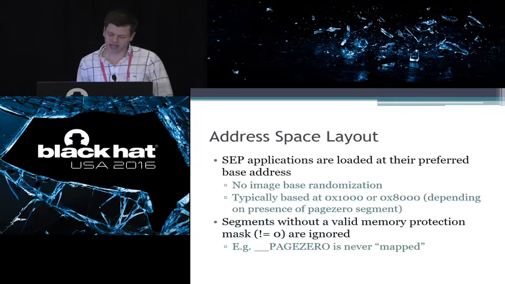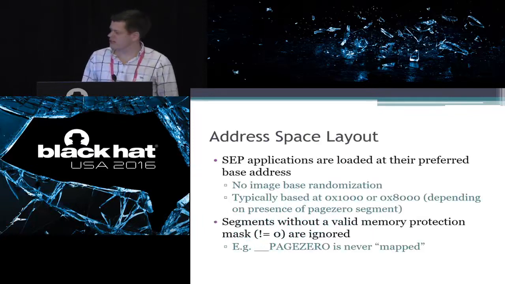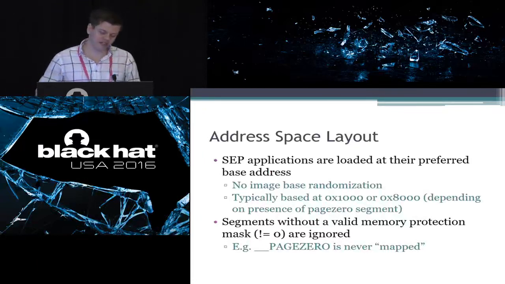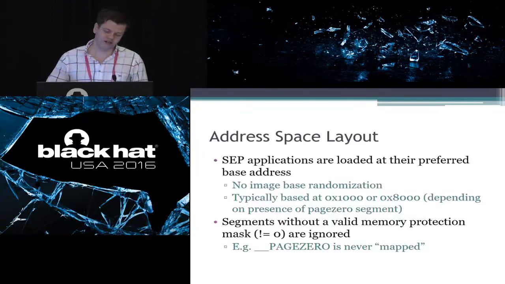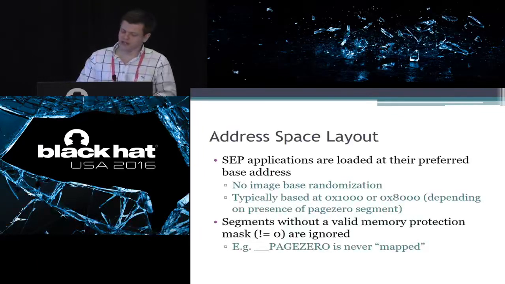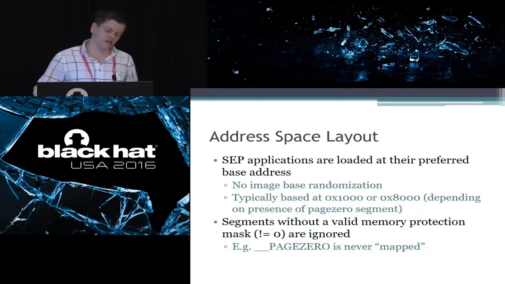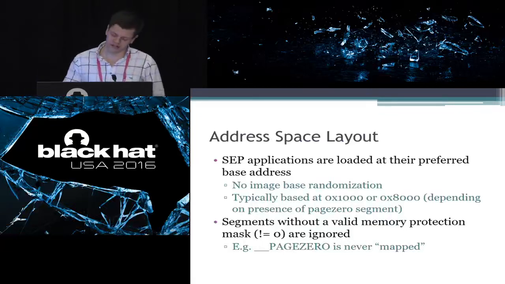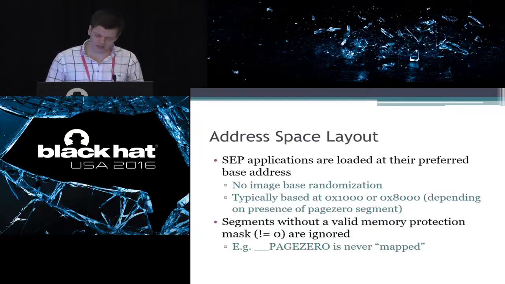The address space layout of a SEP application is very static. There's no image-based randomization at all. Every application is typically based at 1000 or 8000 hex, depending on whether it has a page 0 segment. Page 0 segments are actually ignored by the loader, so there's really no null page protection. But then again, you can't really map the null page unless you have control of the root task. So it's not a big deal, but it's still interesting.